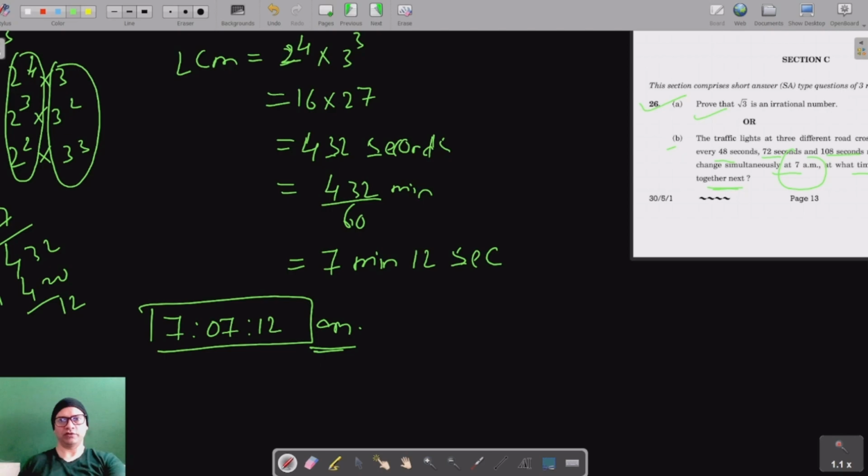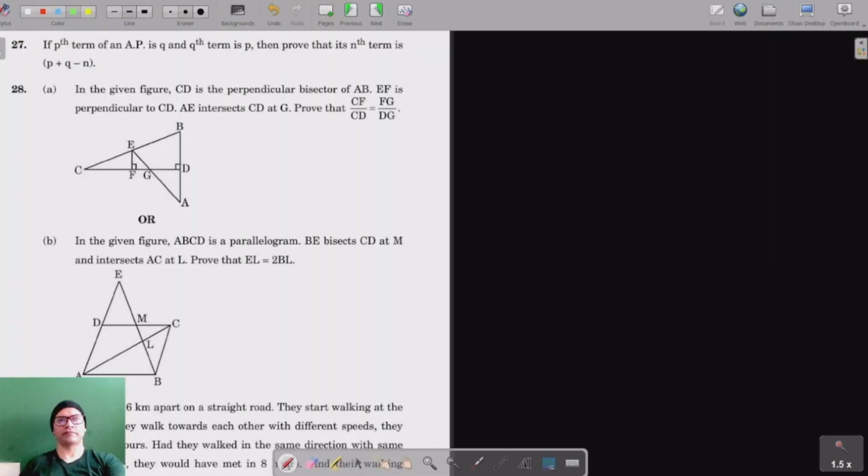Let's move on to question number 27. For question number 27, it's given that the pth term of an AP is q and the qth term is p, then prove that the nth term is p plus q minus n.